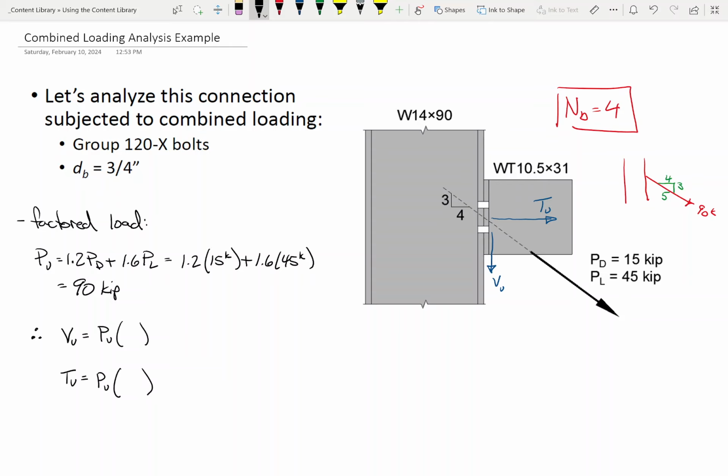3 over 5. And the one down here? 4 over 5. Okay, so the idea is that if this was a right triangle, the original load is the hypotenuse, and the components, the shear and the tension, are the legs of that triangle. So which leg is bigger? Well, the bigger leg is whichever one has the bigger number. So the denominator here is always going to be the hypotenuse. Okay?